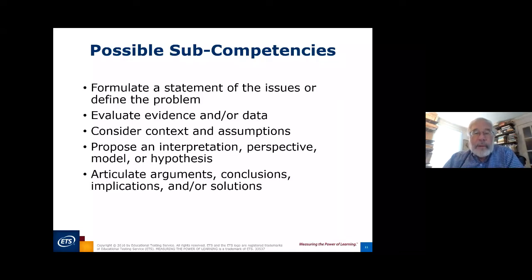We then said, okay, there are sub-competencies, and in the evidence-centered design process, you define the construct and then all the sub-competencies. And so some were to formulate a statement of the issues, define a problem. We looked at evaluating evidence and data, considering context and assumptions, being able to propose an interpretation or a perspective or a model or hypothesis, and to articulate arguments, conclusions, implications, or solutions.